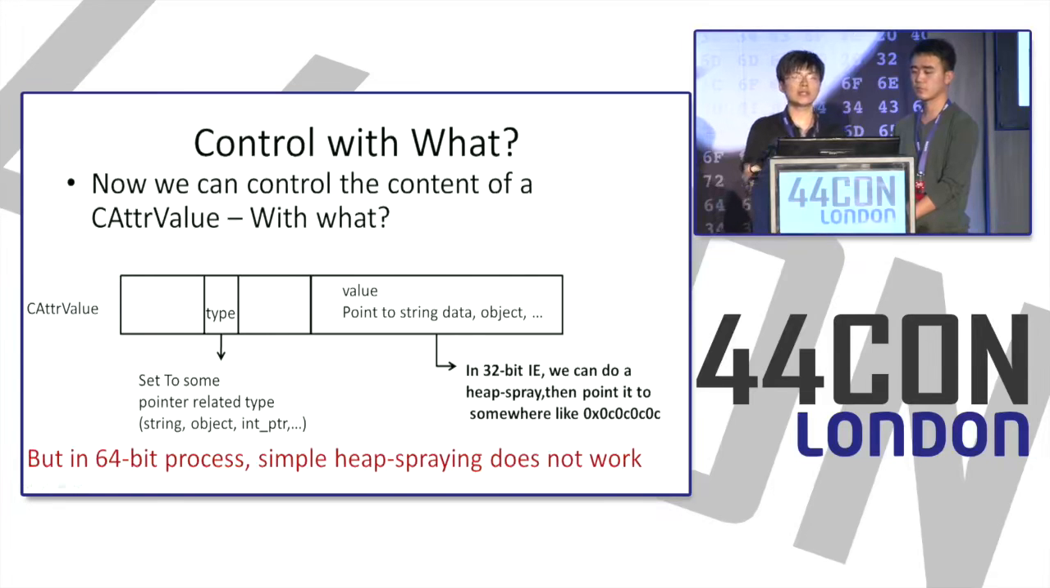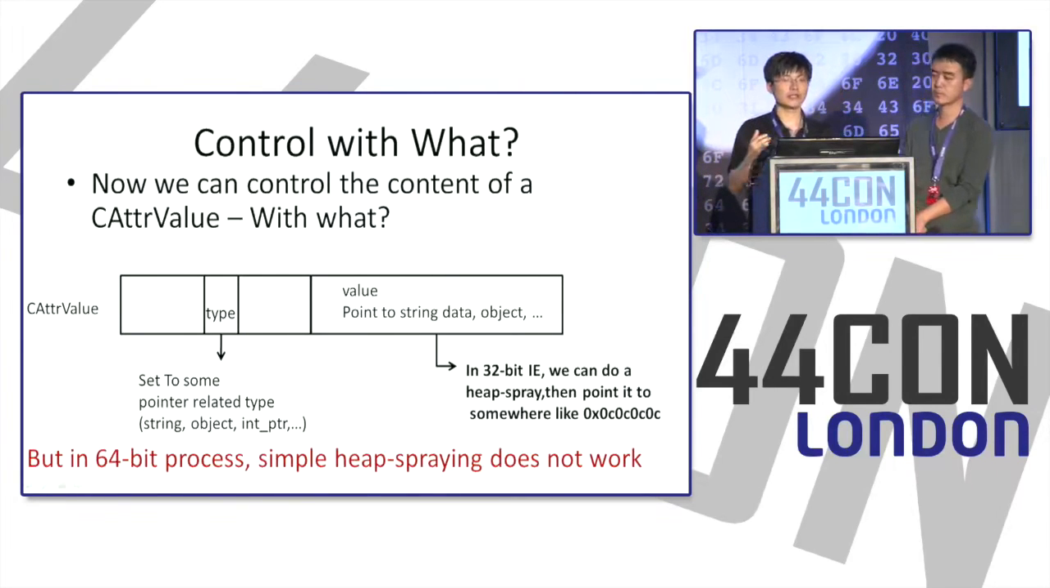In 32-bit Internet Explorer, it's easy to do this. We just use a heap spray and set this pointer to some address within our sprayed memory, such as 0x0c0c0c0c, and then we can control this.